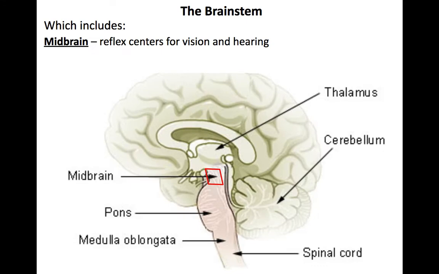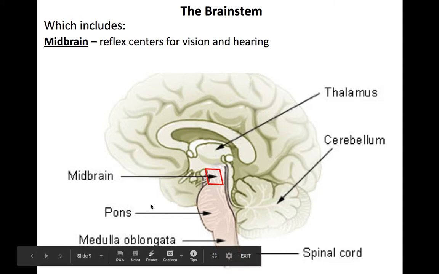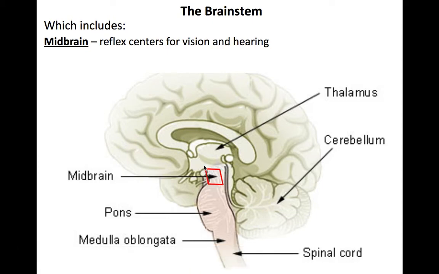Okay, so we've talked about the diencephalon. Now let's get into the brainstem, which includes three regions: the midbrain here, and then the pons, and then the medulla oblongata. So let's start with the midbrain, which I've boxed for you in red. This is where you're going to find reflex centers for vision and hearing.